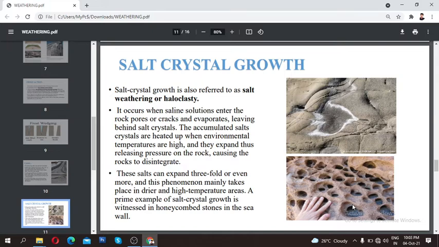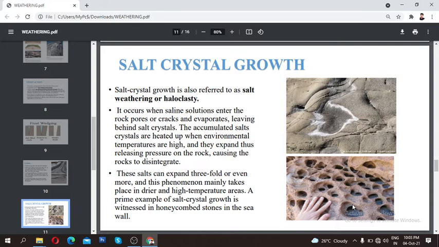As this temperature variation is also present, gradually these salt crystals will enlarge, with more accumulation in these fissures or cracks. Finally, this process will exert a pressure on the rock, especially on those particular fissures or cracks. This will cause the rocks to disintegrate. So this is a main cause for the disintegration of rocks. Another thing about salt crystal growth is that these salts can expand threefold or even more.